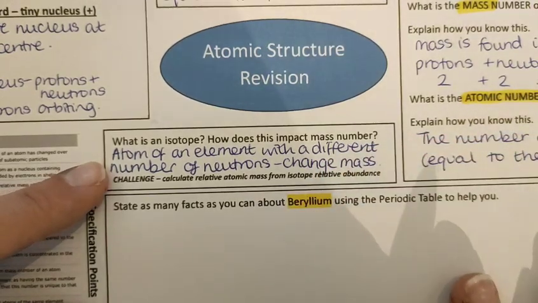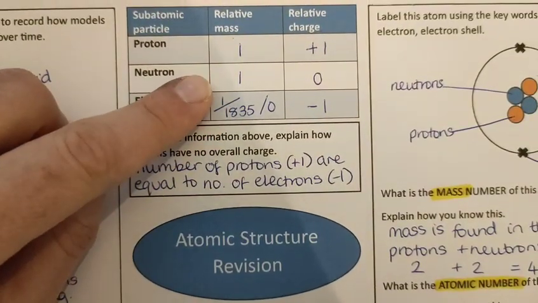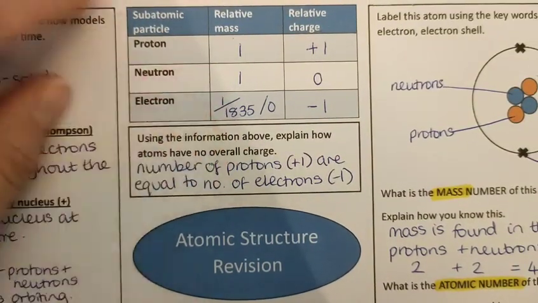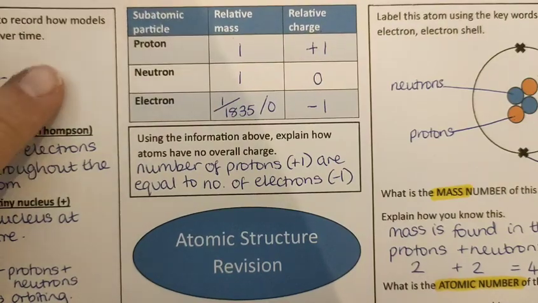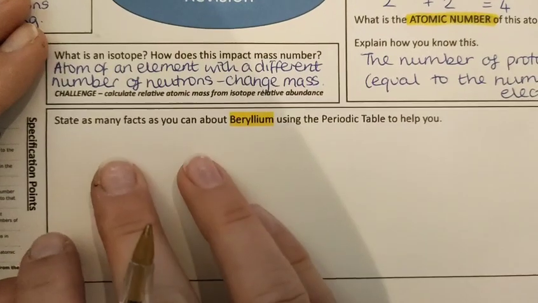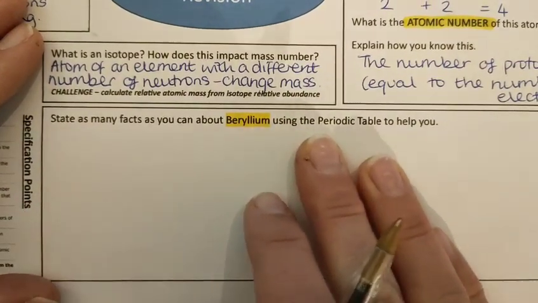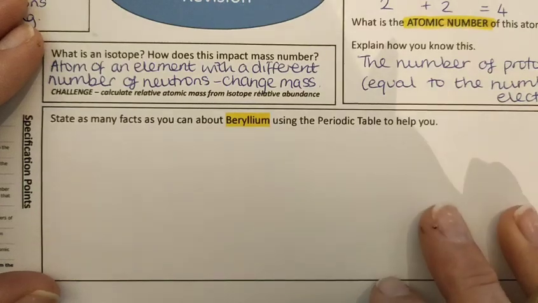Because if you look previously, we said the neutrons have a mass that is equal to protons, so relatively large in comparison to electrons. So if you increase or decrease the number of neutrons, it will increase or decrease the overall mass. The last section then. State as many facts as you can about beryllium using the periodic table to help you.